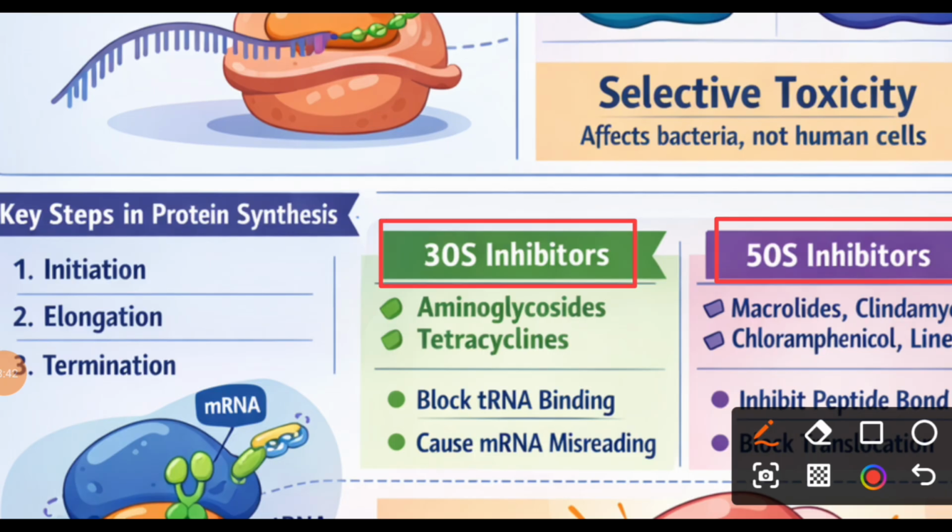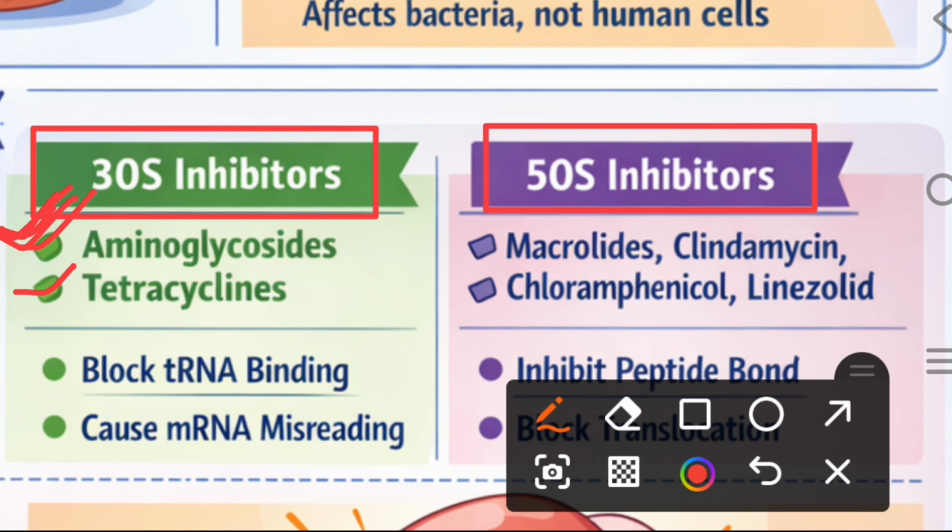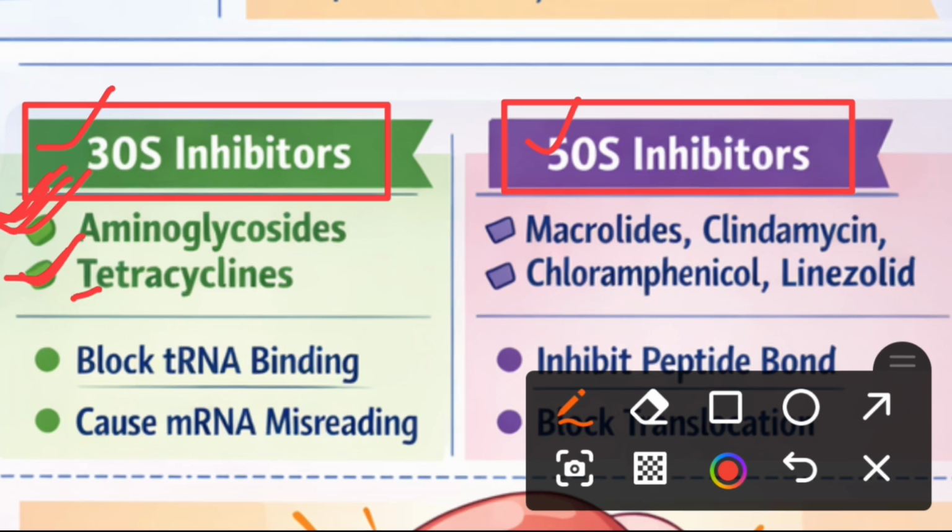So 30S inhibitors include the aminoglycosides and the tetracyclines. How can you memorize this? Aminoglycosides and tetracyclines are the 30S inhibitors. A is first in the English alphabet, so the 30 is also first, then the 50. So the aminoglycosides inhibit the 30S, while tetracycline has T, so the T here you can stand for 30. So the aminoglycosides and tetracyclines inhibit the 30S ribosome. The rest inhibit the 50S ribosome.